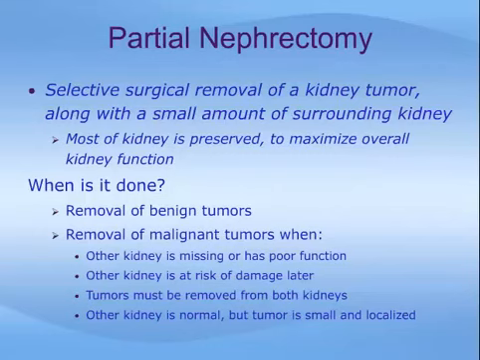Firstly, for the removal of benign or non-cancerous tumors, and secondly, for the removal of malignant tumors, when the other kidney is missing or has poor function, when the other kidney is at risk of damage later from diseases that can cause kidney failure, when tumors must be removed from both kidneys, and when the other kidney is normal, but the tumor is small, usually less than 4 centimeters, and localized. In all of these instances, the procedure is both diagnostic, making the diagnosis of benign versus cancer, and therapeutic, since it is intended to cure the cancer.